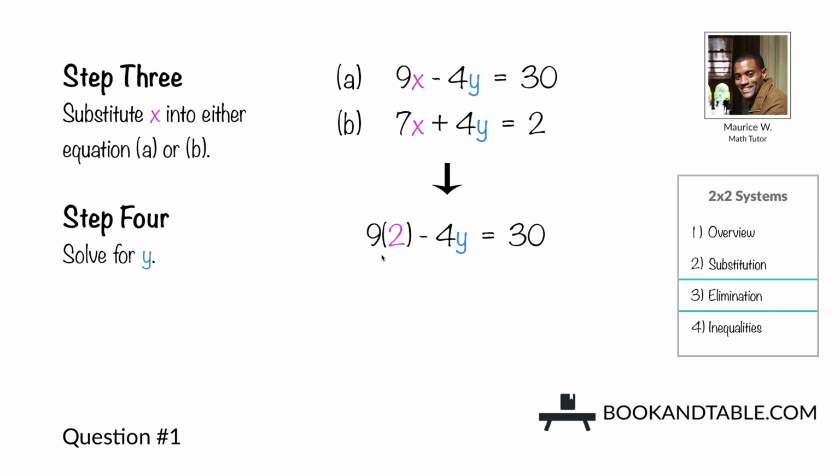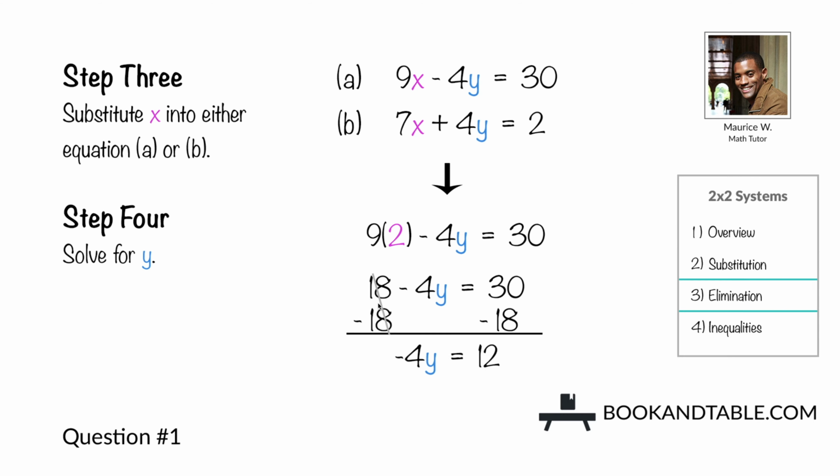So when we plug x is equal to 2 into equation A, we get 9 times 2, which is 18, minus 4y is equal to 30. We can get rid of the 18 by subtracting 18 from both sides, leaving us with negative 4y is equal to 30 minus 18, which is 12. And to get rid of the coefficient negative 4, we divide both sides by negative 4, leaving us with y is equal to 12 divided by negative 4, which would be negative 3. So we get x is equal to 2 and y is equal to negative 3.